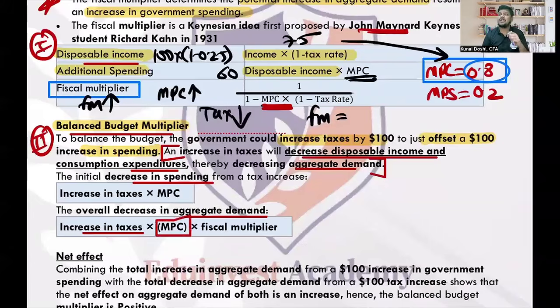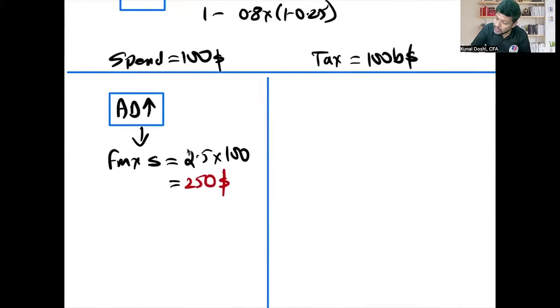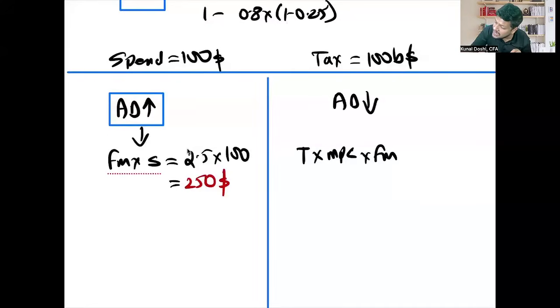So if the government had not charged these taxes, I was supposed to consume. So now what happens here? The government has decided to increase the taxes. So based on those taxes times the marginal propensity to consume, times the fiscal multiplier, that will be the reduction in aggregate demand due to the increase in taxes.